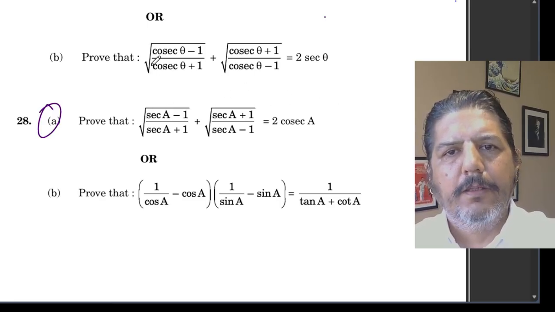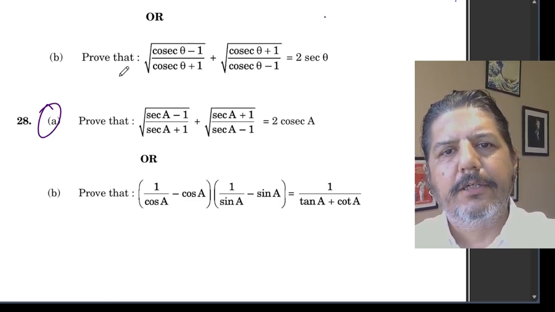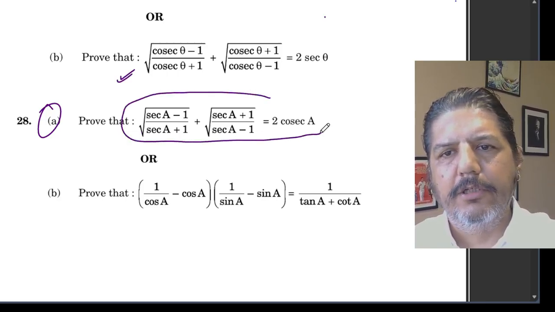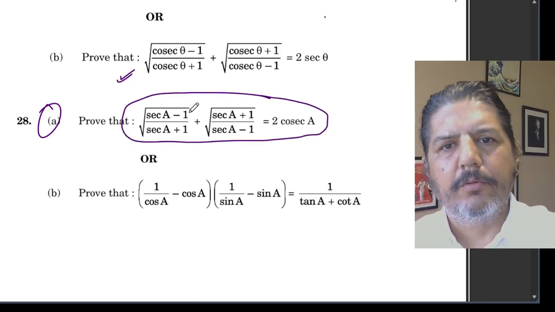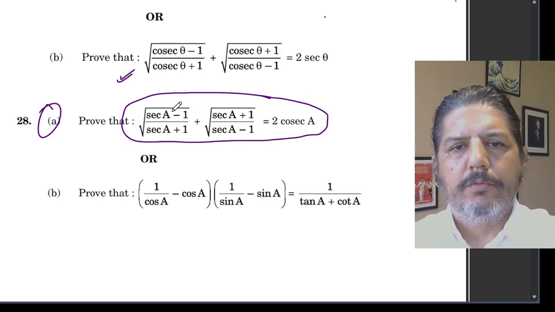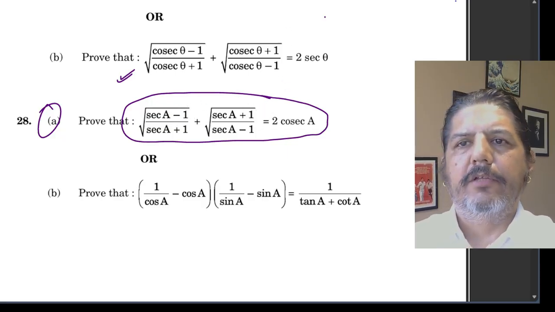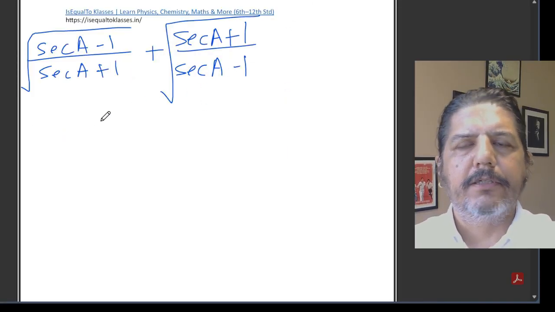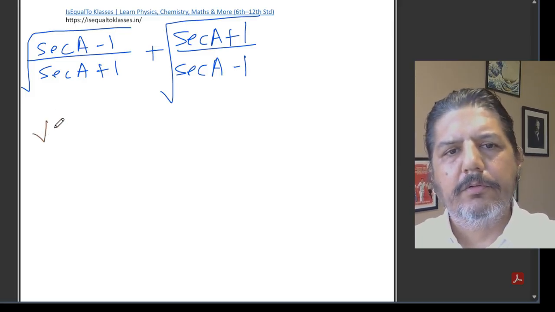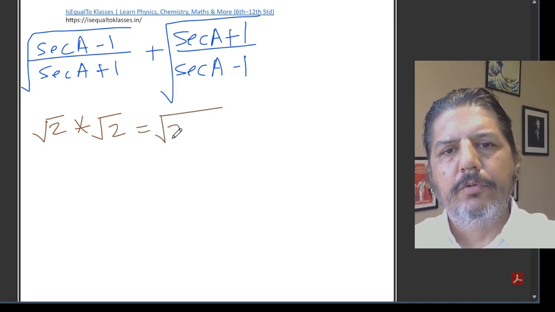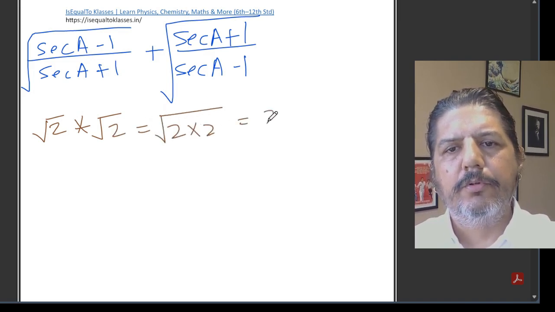Now, this question is similar to what we had done in this question. These square roots will scare you, but it's a pretty simple question. Now, secant A minus 1, secant A plus 1, secant A plus 1, secant A minus 1. See, one thing that you need to understand, there's a simple rule. √2 multiplied by √2 is equal to √2 into 2.